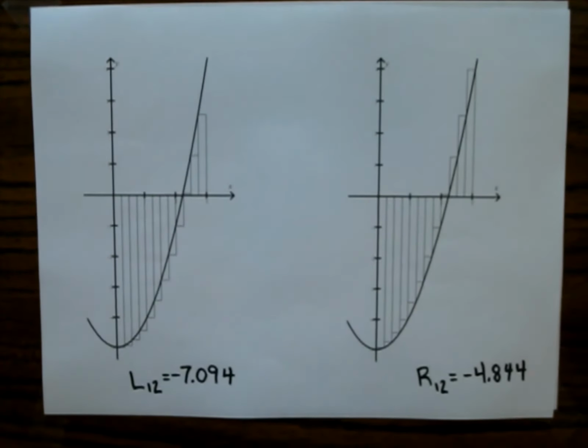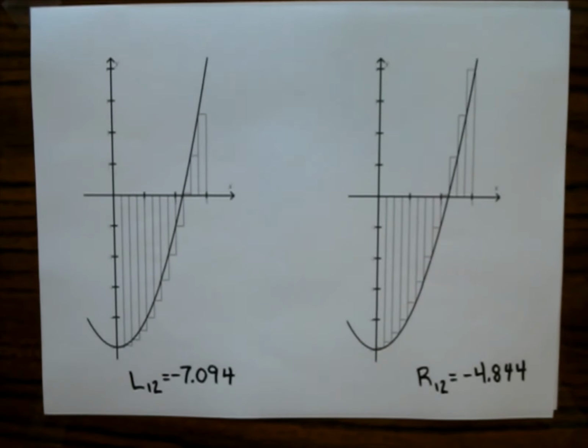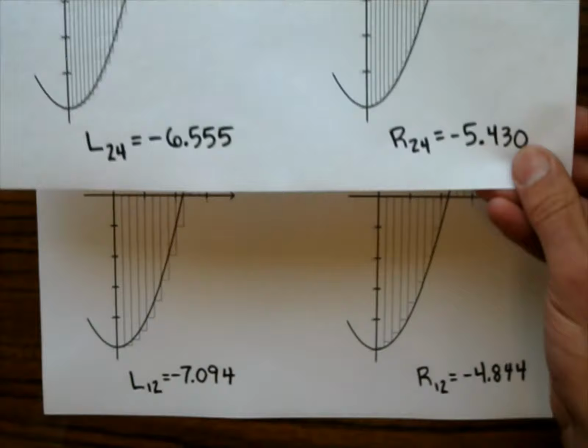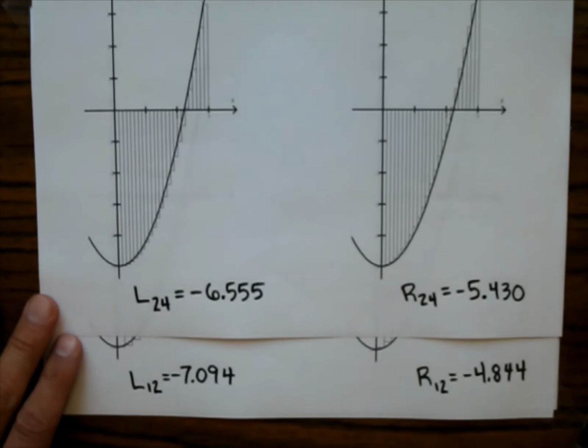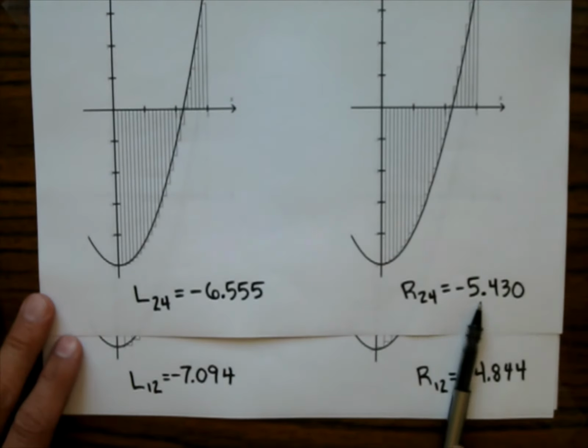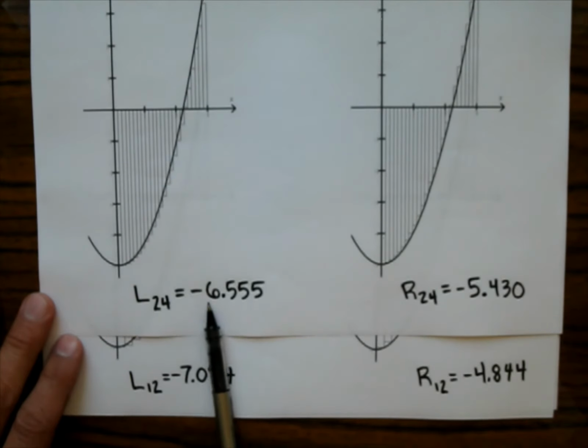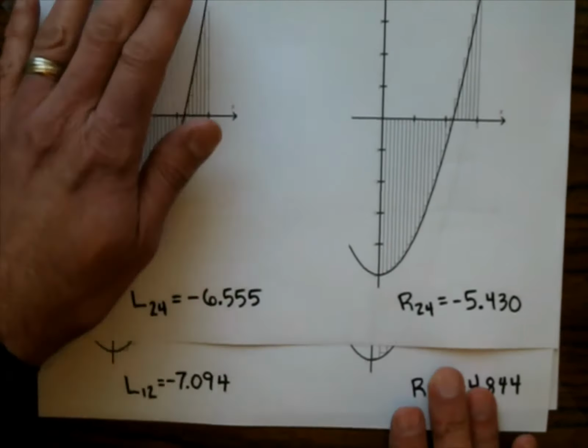And hopefully that's a clear image there. These will be included with the PDFs. And then I decided, hey, I'm going to go R24 and L24. And notice this got a little bit more negative. It went from negative 4.8 to negative 5.4, and this went from negative 7 to negative 6.555.